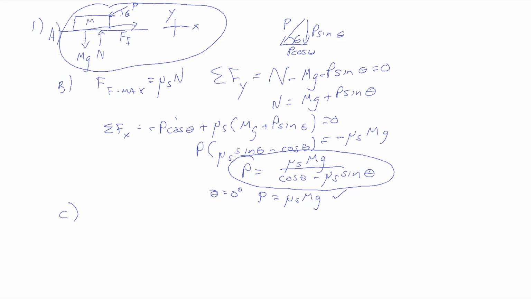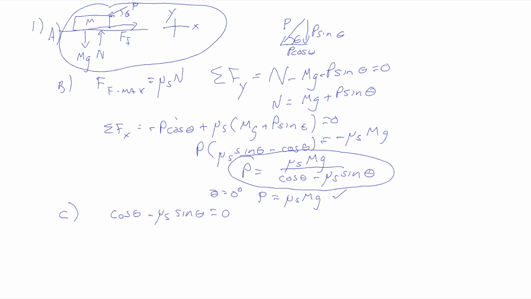Part C asks if there's a critical angle for the pushing force, so that if you try to push at that angle, you cannot get the block moving. Well, just look at your result for P, and you'll see that if theta is small, then this first term, cosine theta, is going to be bigger than the second term, and you'll have a positive value. But what happens if cosine theta minus mu s sine theta is 0? Well, in that case, you have P equals mu s mg over 0, which means you need an infinite force, which you cannot do, which means you cannot get the block moving.